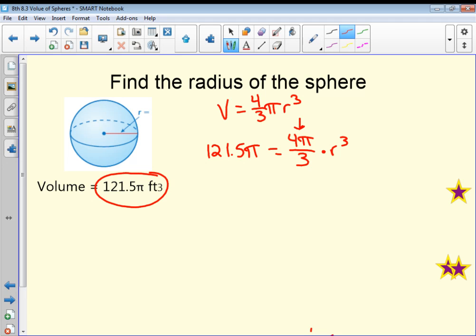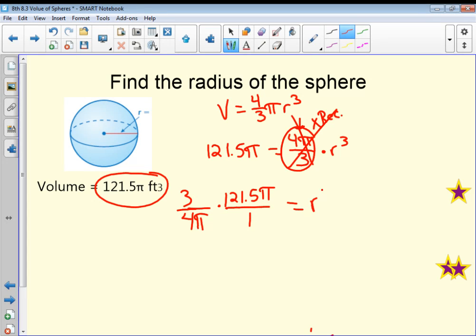Okay, so now we're going to take this times the reciprocal, okay, to cancel it out. So over here, I'm going to write 3/4 pi. Whoops, my pi goes on the bottom, sorry. So I can cross cancel, times 121.5 pi over 1 equals r cubed. So this one I'm going to go ahead and do 121.5 times 3 gives me 364.5 over, sorry, my pi's cancel out, 4.